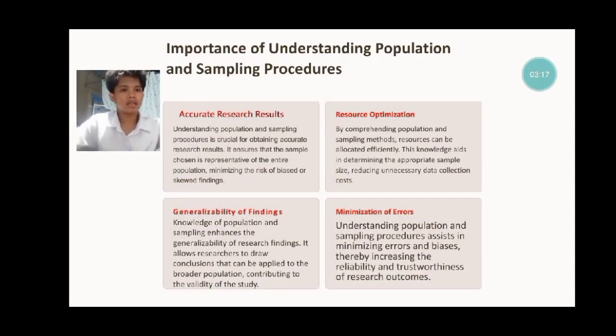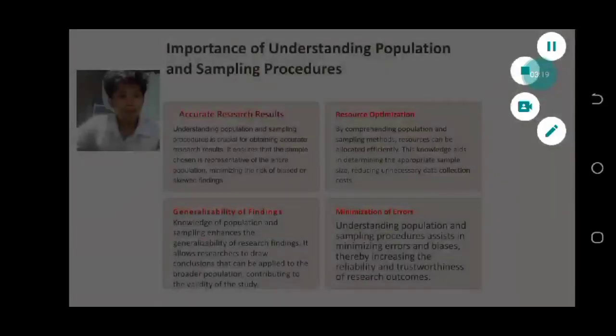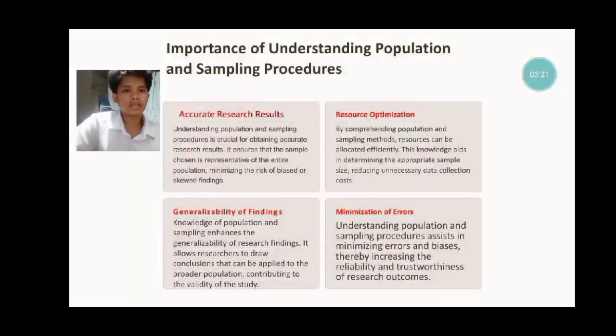So, importance of understanding population in sampling procedure. The first one is accurate research result. Understanding population and sampling procedures is crucial for obtaining accurate research results. It ensures that the sample chosen is representative of the entire population, minimizing the risk of biases or skewed findings.